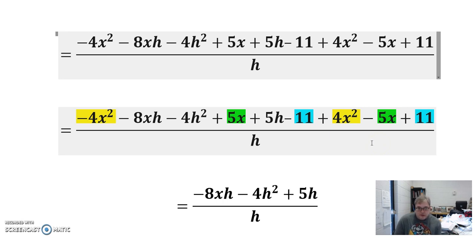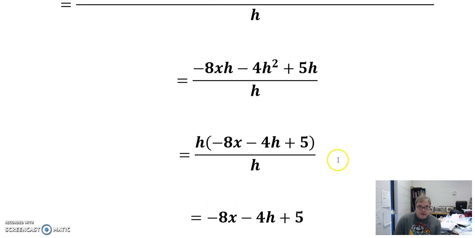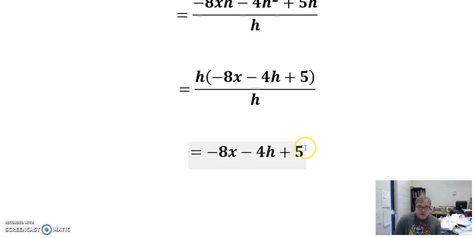And that's always going to happen here. As soon as I subtract that off, everything I have left here should have an h in it. And it does. Because what we're going to do next is factor out that h and then divide those h's off, and that is your difference quotient. And that's the formula that represents it.